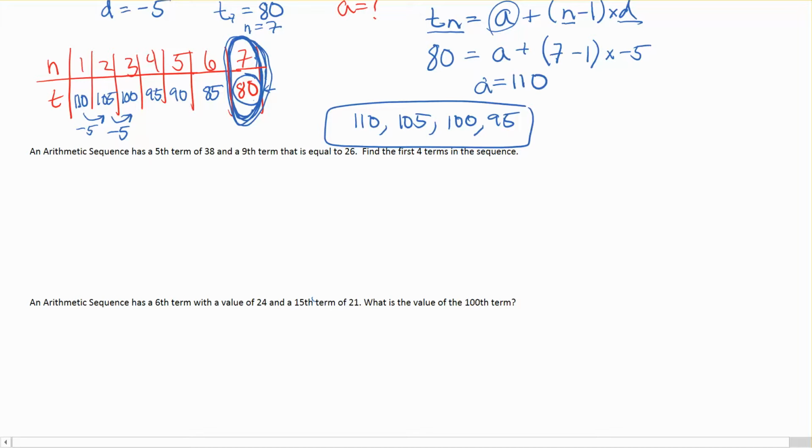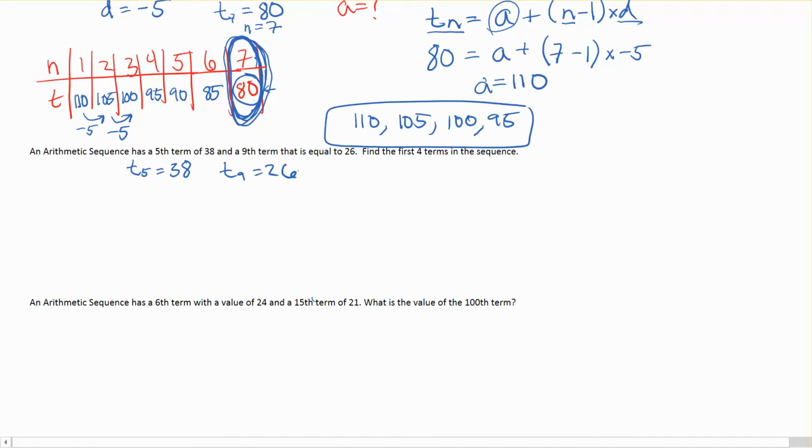Alright, so we'll do a little bit more problem solving here. So again, the first thing I want to do is just identify what I know. So let's read the problem. An arithmetic sequence has the fifth term of 38. So that means t sub 5 is equal to 38. The fifth term has a value of 38, and the ninth term is equal to 26. So t sub 9 is equal to 26. Find the first four terms.